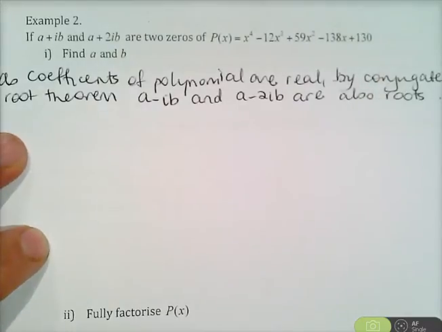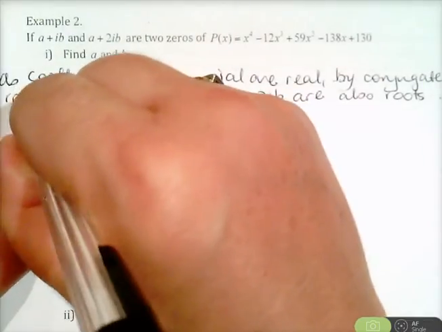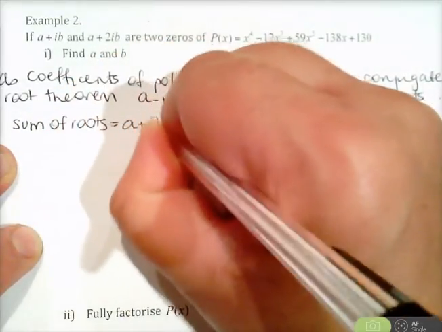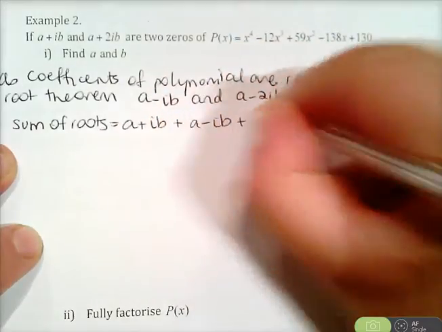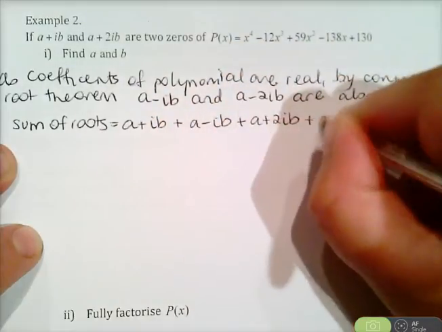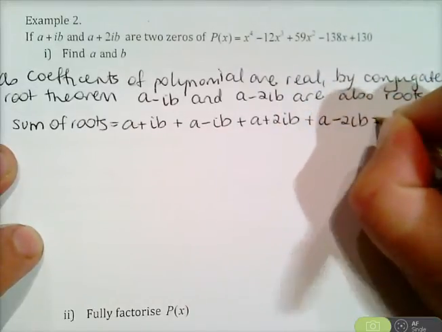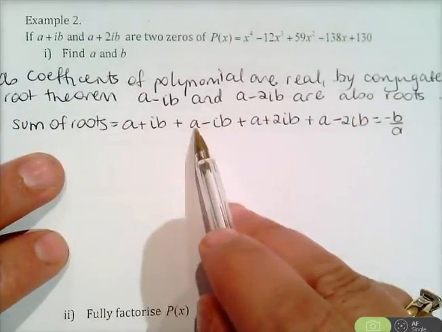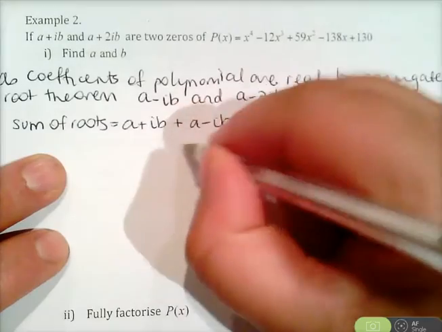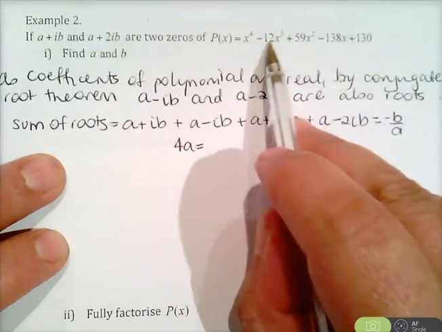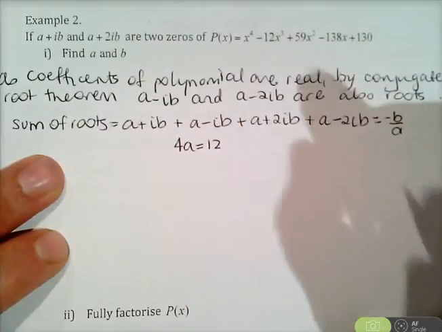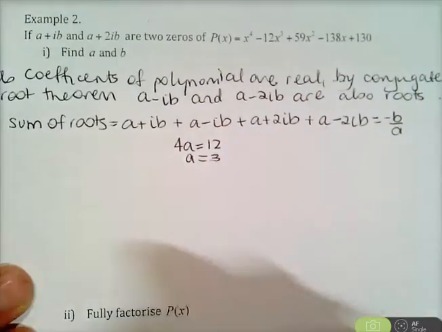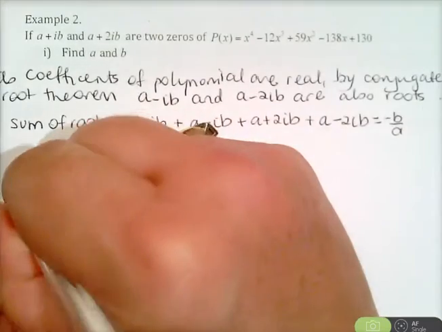Now what we can do here is sum of roots, product of roots. So the sum of the roots is a plus ib plus a minus ib plus a plus 2ib plus a minus 2ib, and that equals minus b on a. So adding these, it looks like 4a. Now negative b on a is negative 12 on 1, which is 12. And so therefore we get that a is 3. So here we've just found a. Now to find b, let's try product of roots.